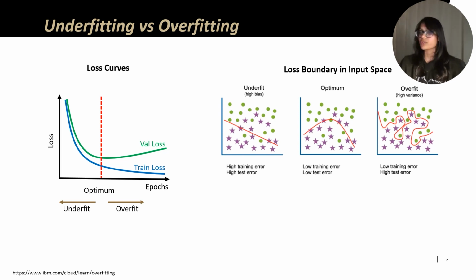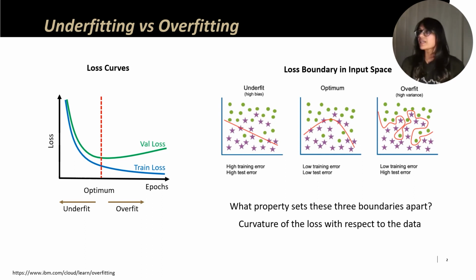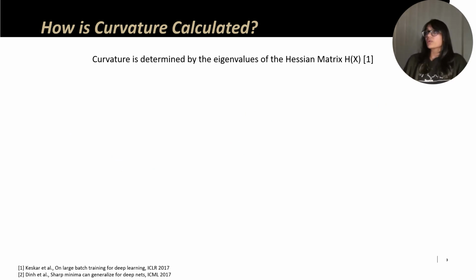If you look at these images for a second, we can identify a property that sets them apart, and that is the curvature of the decision boundary, or in other terms, the curvature of the loss with respect to the input data point. The curvature of the loss has been studied quite heavily, but with context to the weights, not with respect to the inputs. To measure this, we are going to look at the eigenvalues of the Hessian matrix.